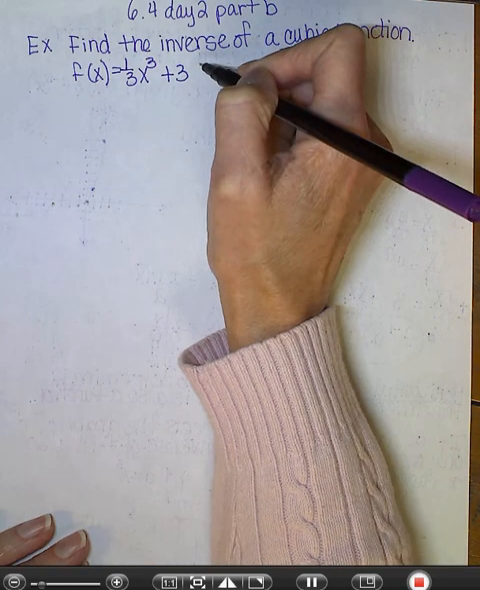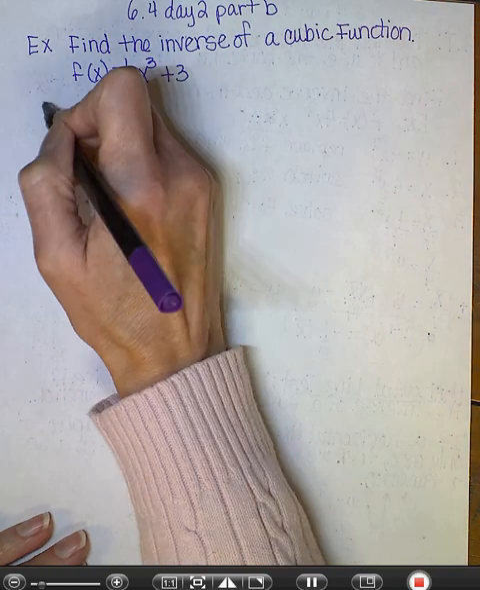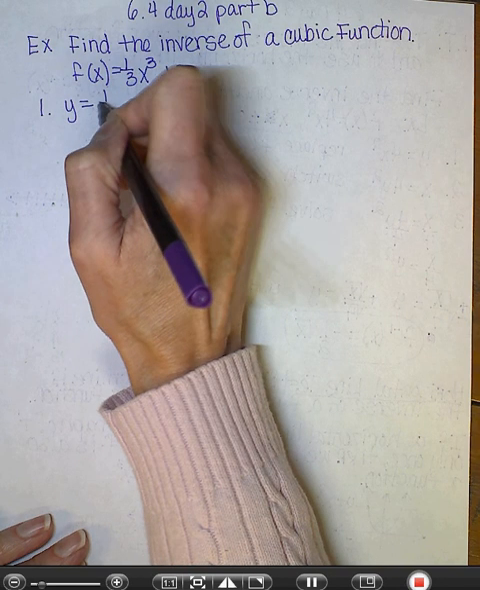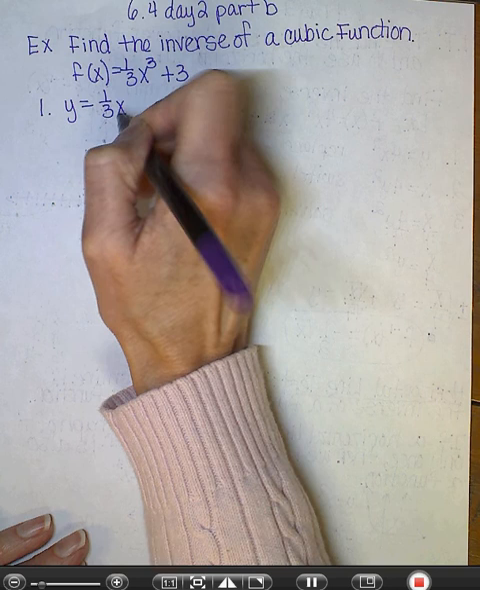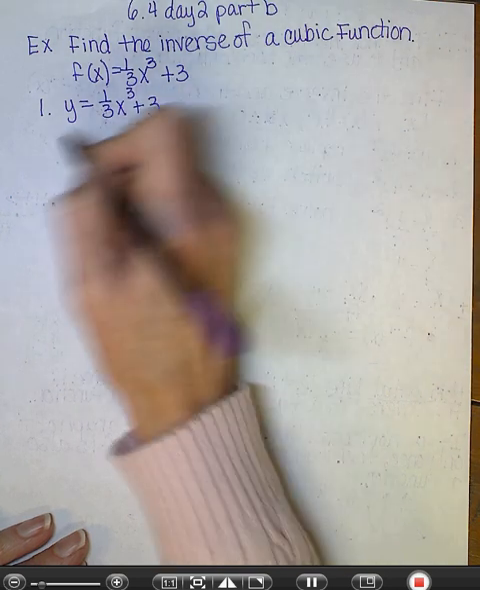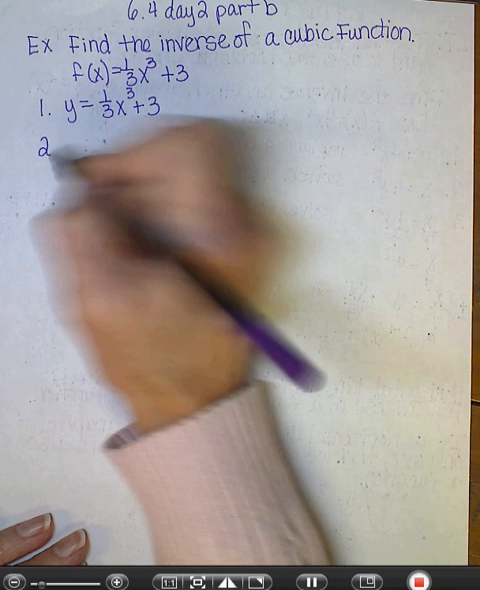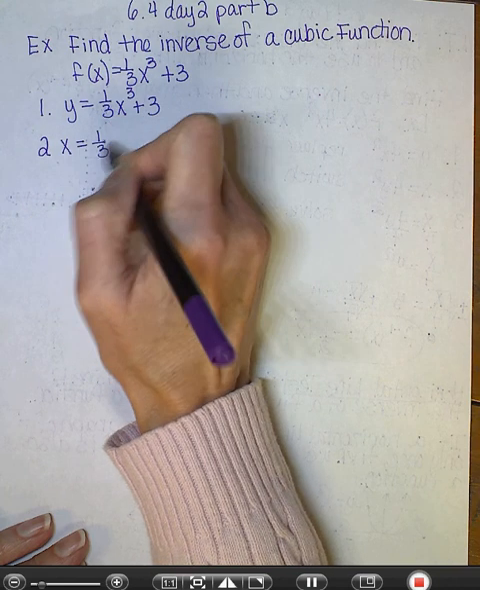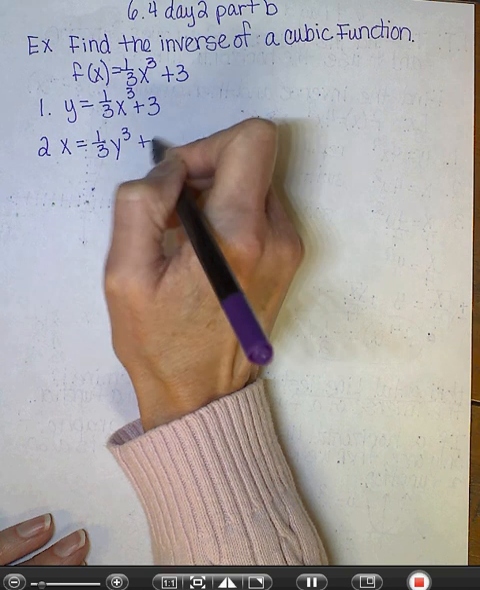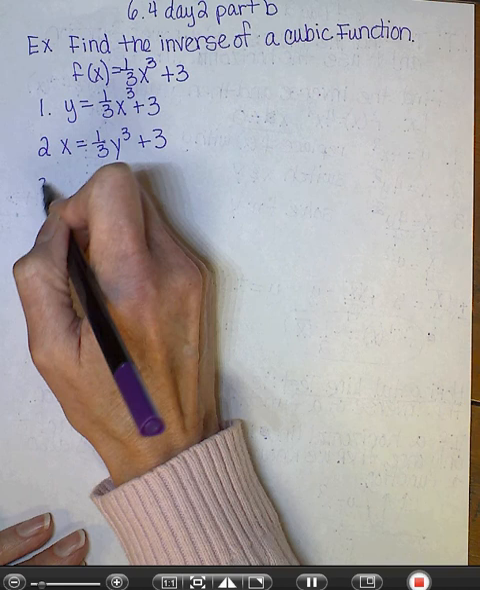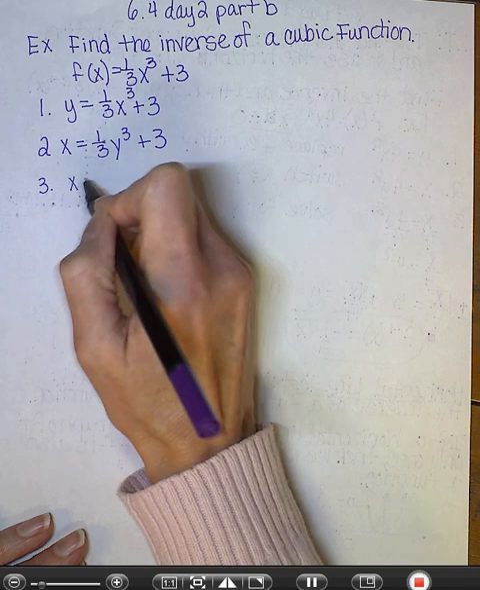Alright, so we're going to use the same steps we did. The first thing we're going to do is replace the f of x with y. The second step, we're going to switch x and y. And now we're going to solve this equation for y. Okay, so I'm just rewriting it.